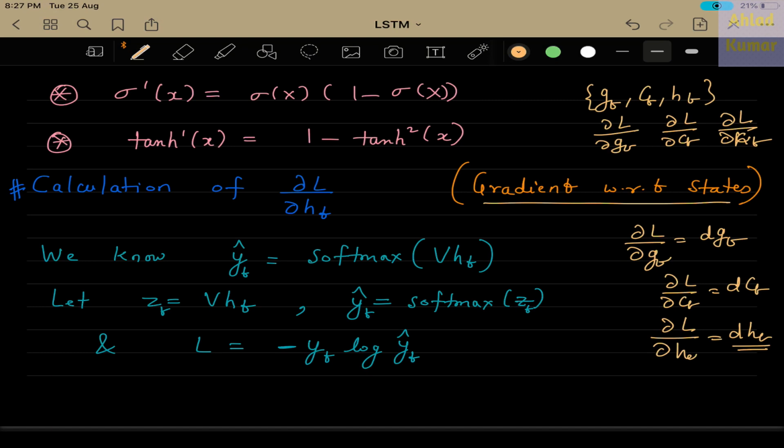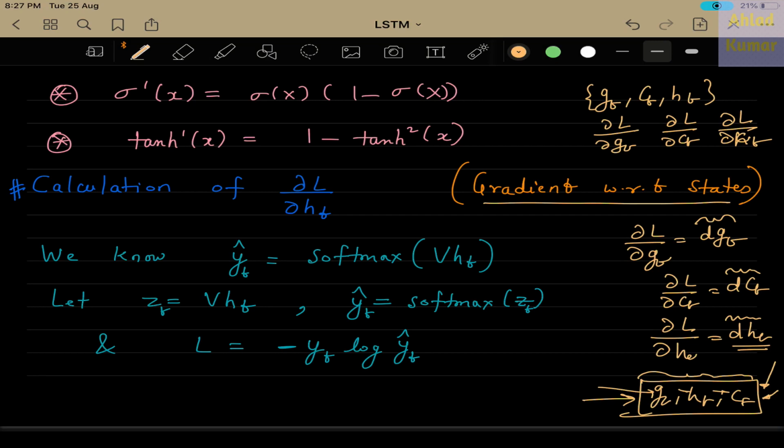So this is just short form notation. One more important thing I wanted to discuss is the dimension of GT, HT and CT. We discussed it in our last lecture also. Whatever the dimensions of GT, HT and CT are, the same will be the dimensions of their derivatives. We will discuss these details in a later slide, but we have to be careful that whatever dimensions we have for GT, HT and CT, the same dimensions should hold for the partial derivatives with respect to GT, CT and HT.